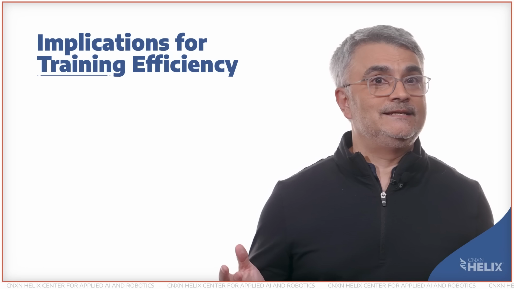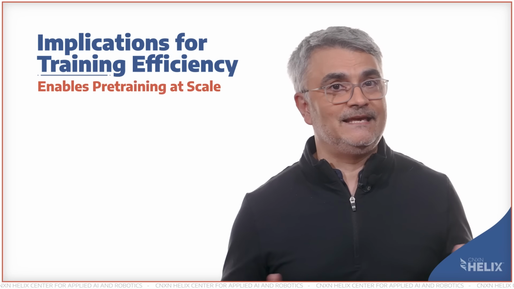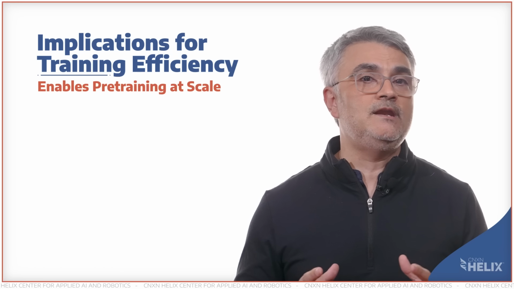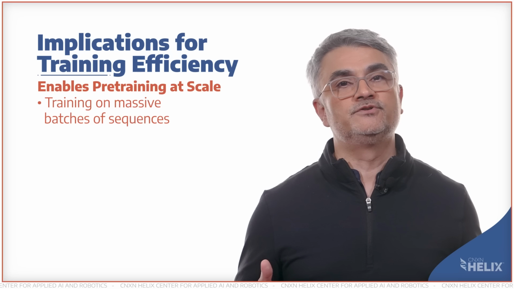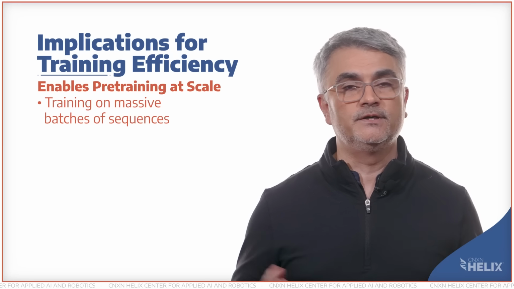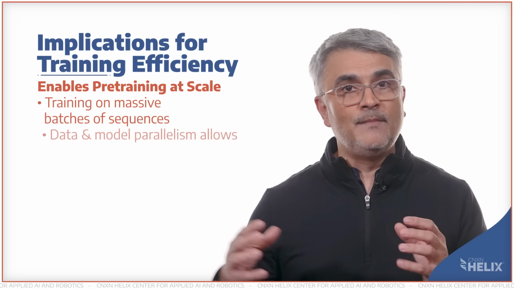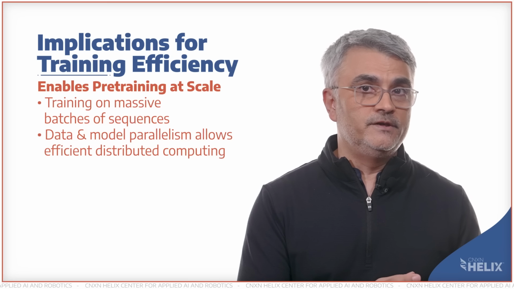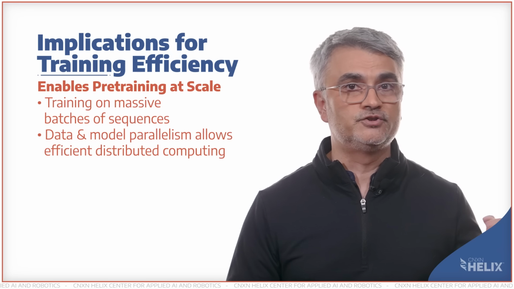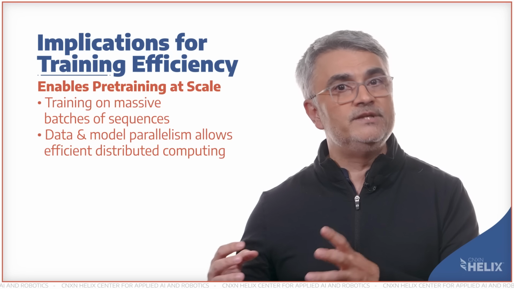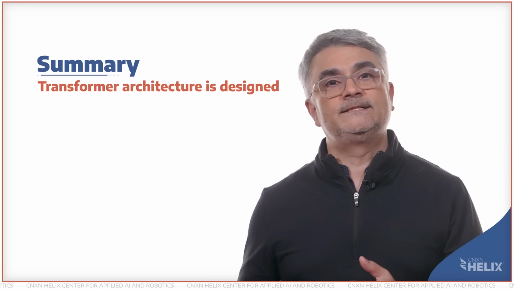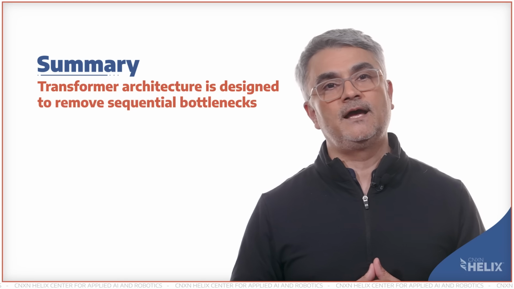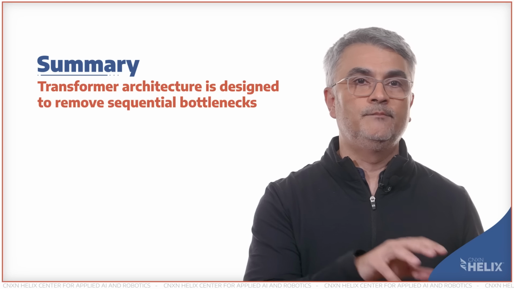Now, one additional thing it does, it enables pre-training at scale. The ability to train on massive batches of sequences is one of the key enablers of large language models like GPT, BERT, T5, and Llama. Now, combined with data and model parallelism via frameworks like DeepSpeed or Megatron-LM, training can now be distributed across thousands of GPUs efficiently.